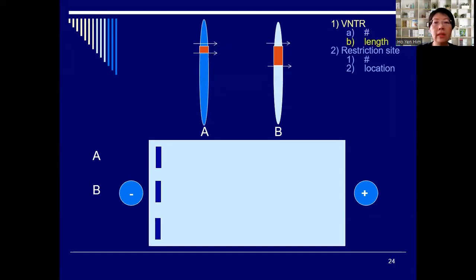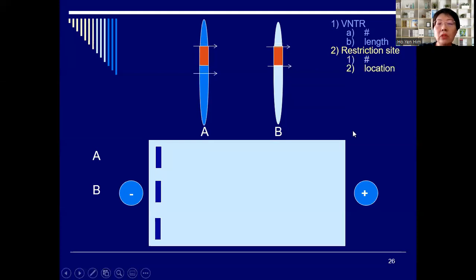The next one here shows different lengths will give you different banding patterns, different length of VNTR. This one is to illustrate different number of restriction sites. So this one is exactly the same DNA, right? But they have got different restriction sites. Sorry, they're not the same DNA. They got the same length of VNTR, but different number of restriction sites. The banding pattern will also be different because of different number of restriction sites.